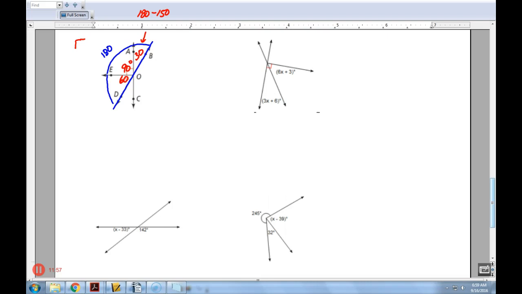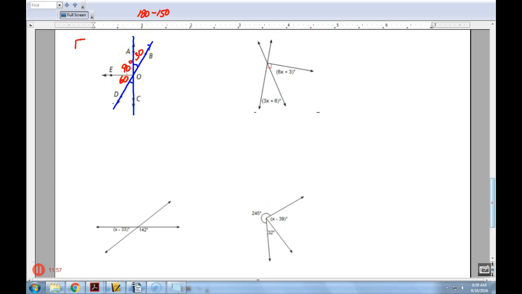Now, if you notice, and this is where things get a little bit tricky. I'm going to erase this line here, just so my diagram doesn't get cluttered. If I focus my eyes on these two blue lines, I'll see that I have a pair of vertical angles here.